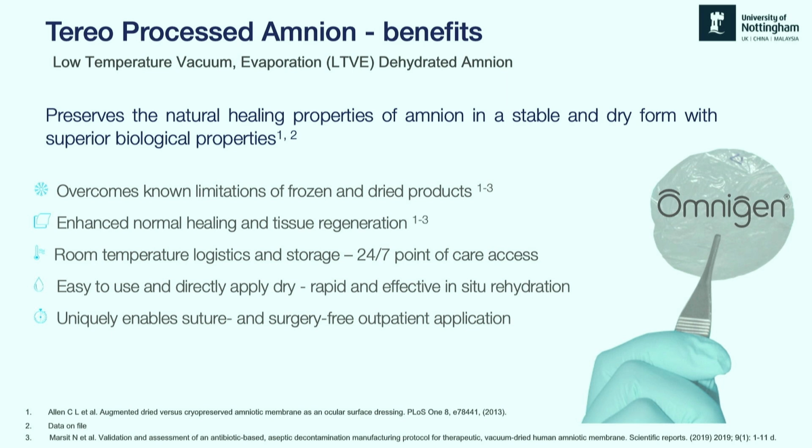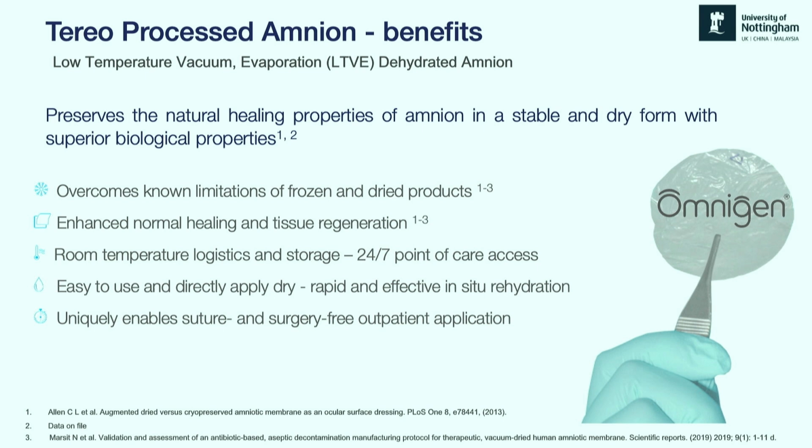And we developed a new way to dehydrate the amnion without actually losing the things that you want to keep in the tissue. And what we were able to do was package this under a name called the Tereo process, which we then licensed to NuVision, which now sell this in ophthalmology as Omnigen. And what this process does is doesn't add anything to the amnion. It just simply preserves the natural properties of the tissue, and therefore you can carry that forward into a clinical setting, therefore overcoming a lot of the limitations that amnion has historically faced.